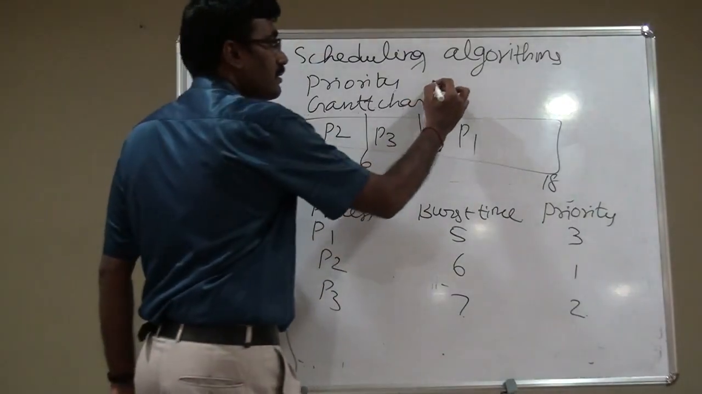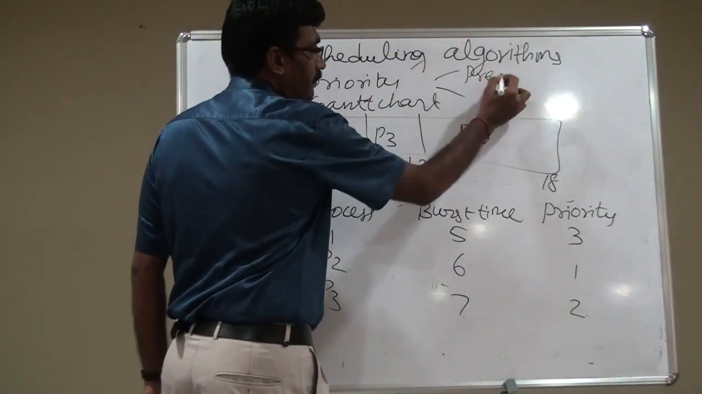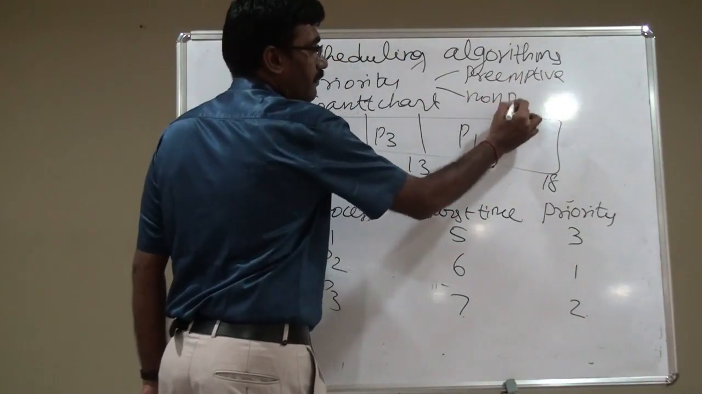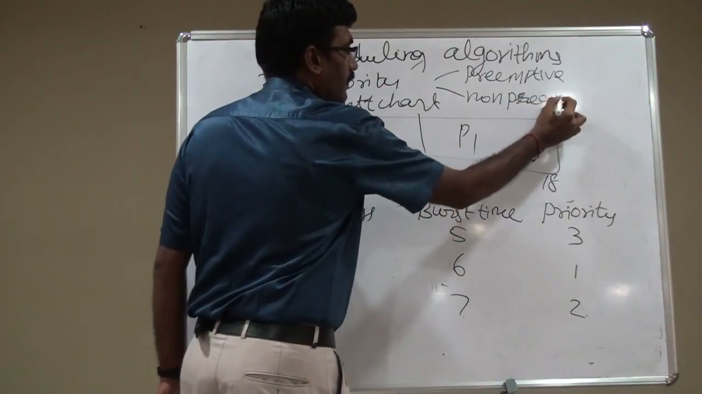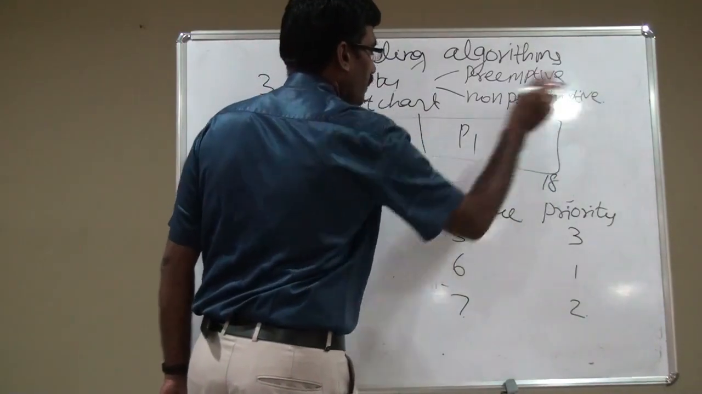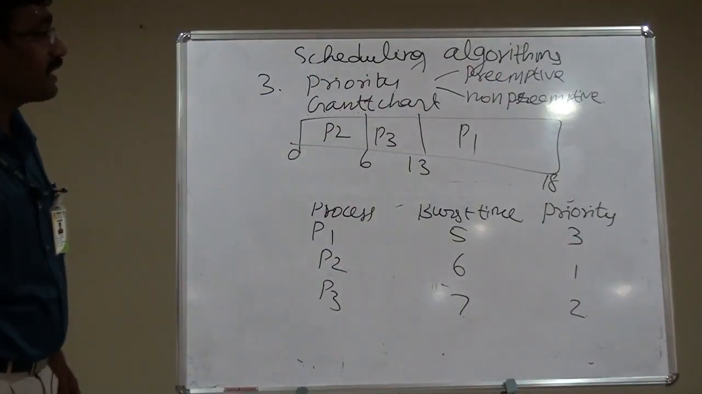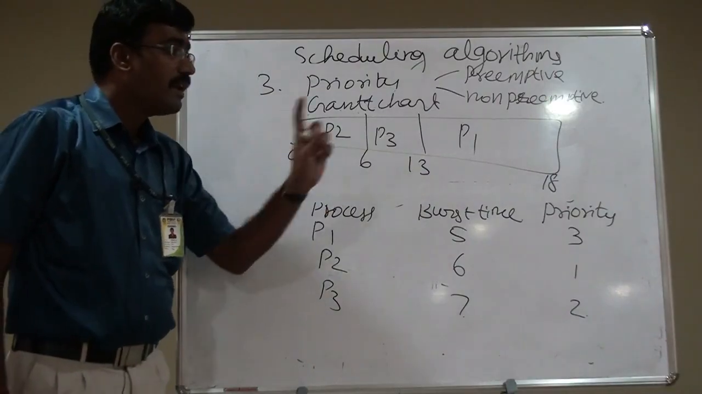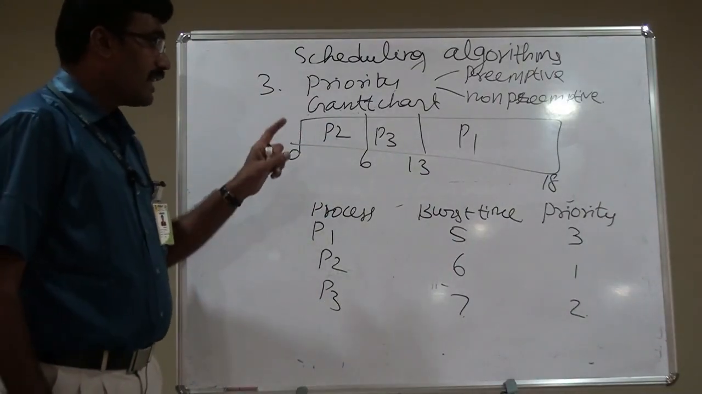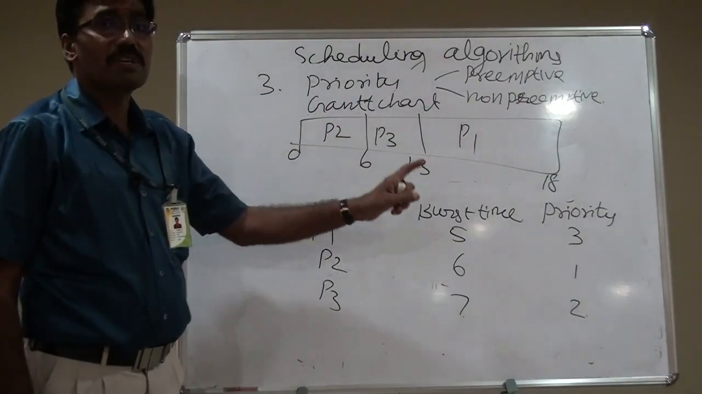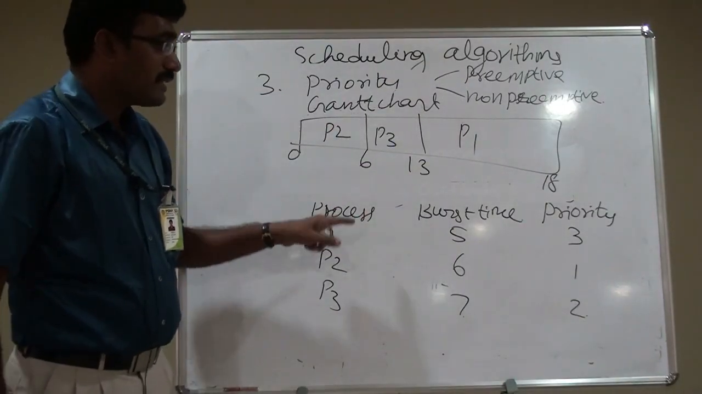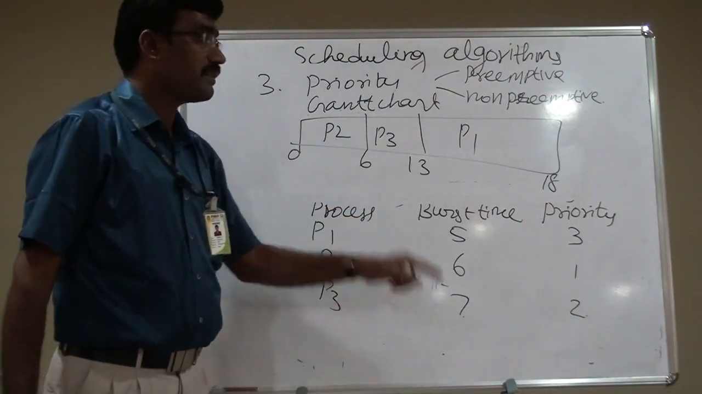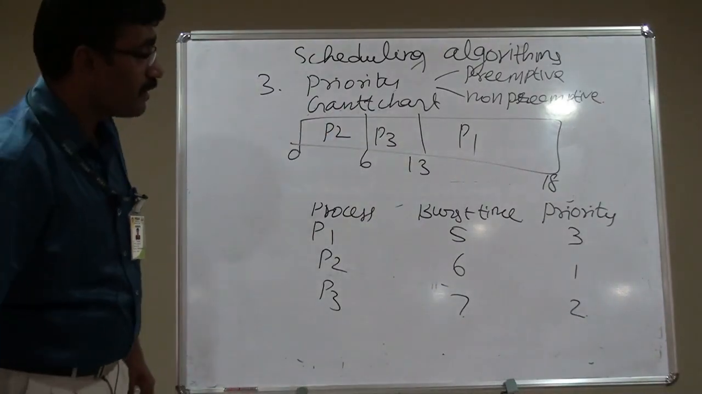Priority scheduling also contains the preemptive and non-preemptive concepts. Priority means every process is associated with a priority. Here 0 is the highest priority, and the last number is the lowest priority. In this example, P1, P2, P3, 3 processes are associated with their corresponding priorities. This is the Gantt chart for the priority scheduling algorithm.